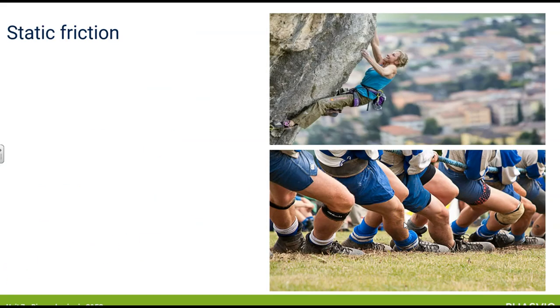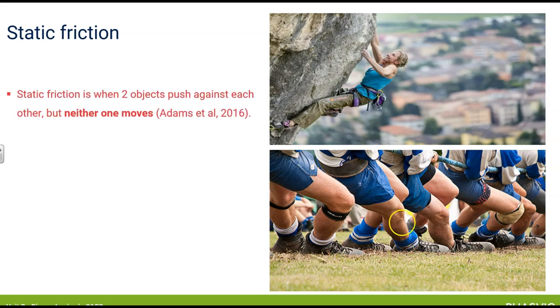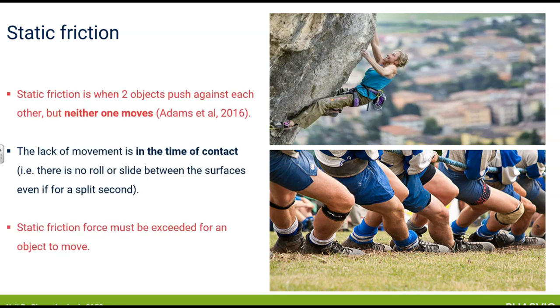The first type of friction is static friction. Now, this involves a level of friction between two objects so much that there is no motion. So static friction is when two objects push against each other in opposite directions and neither one moves. Static means still. So the climber here has static friction between their fingers and the rock, or their shoe and the rock.